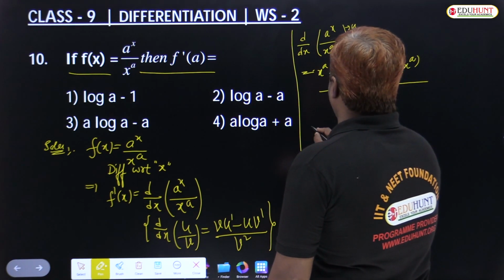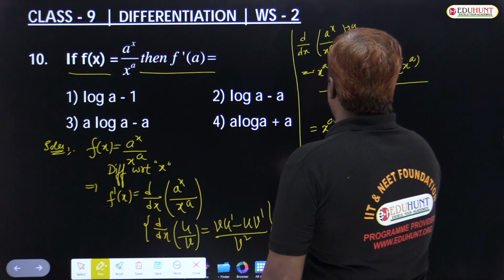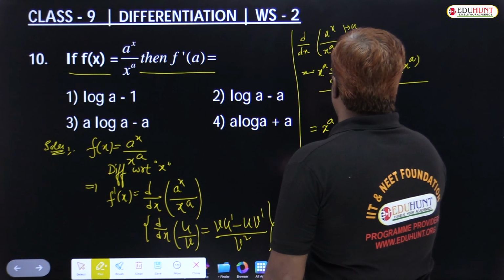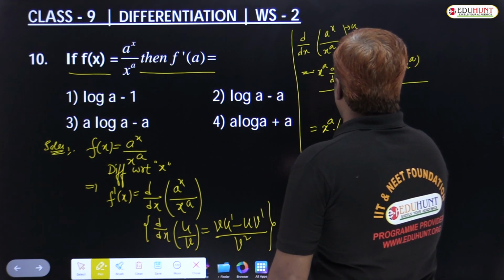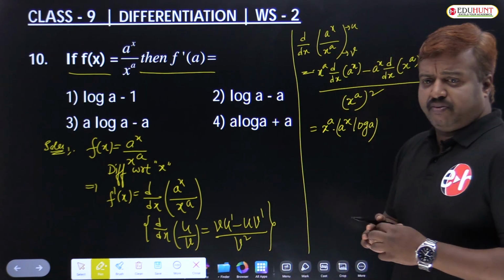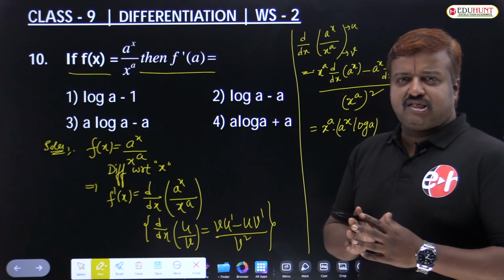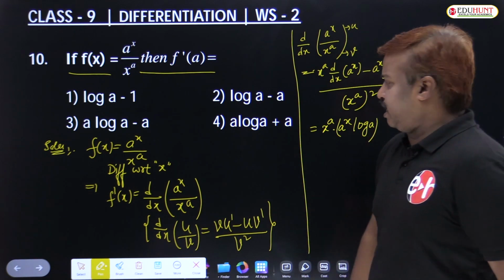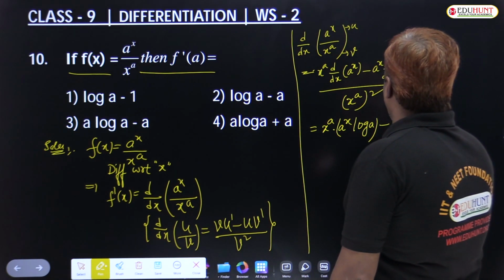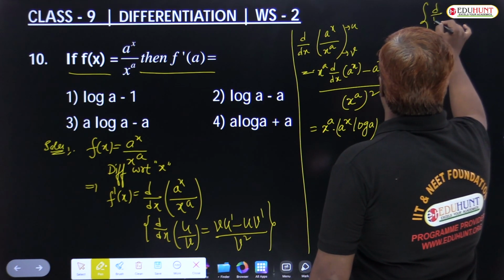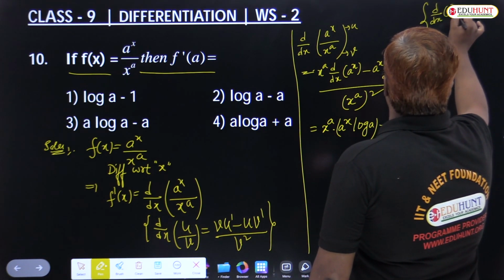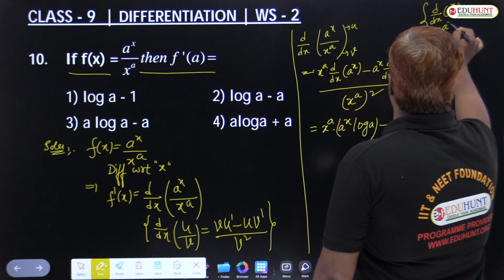So now you can write x power a into a power x log a. Why are you writing like this? d by dx of a power x, what is it here? d by dx of a power x means a power x log a. So minus a power x into, here both formulas I am writing. d by dx of a power x means a power x log a.